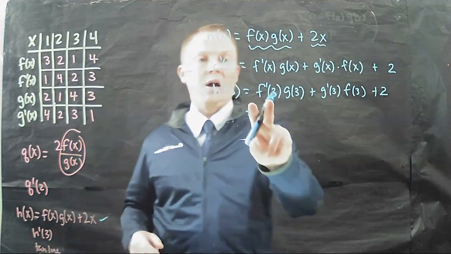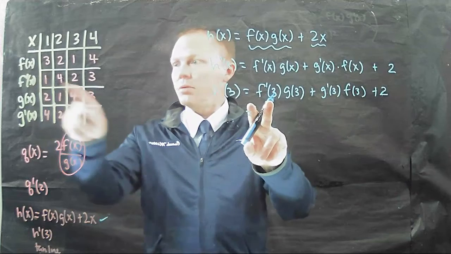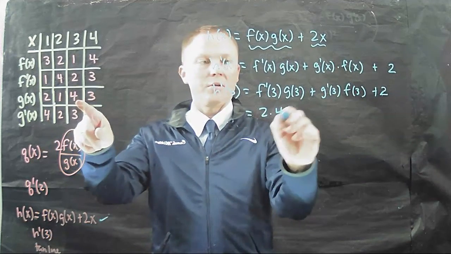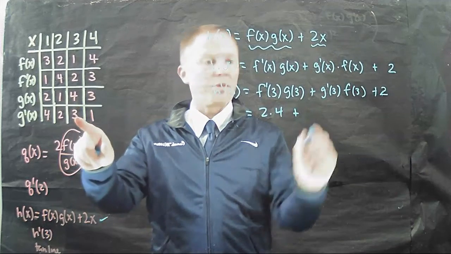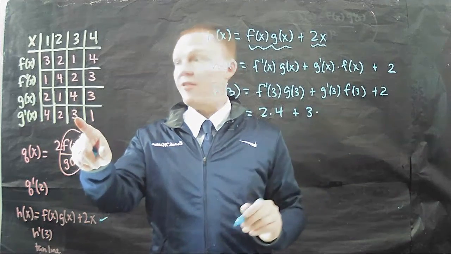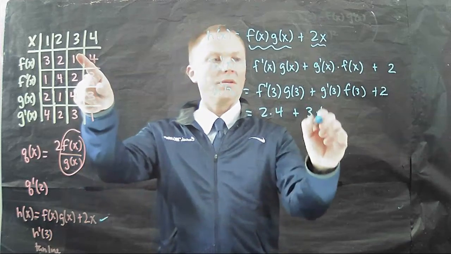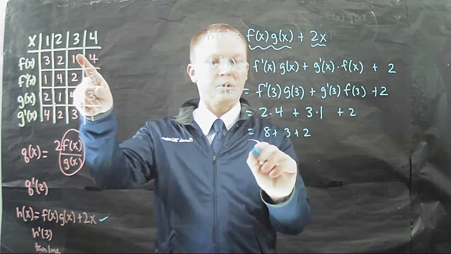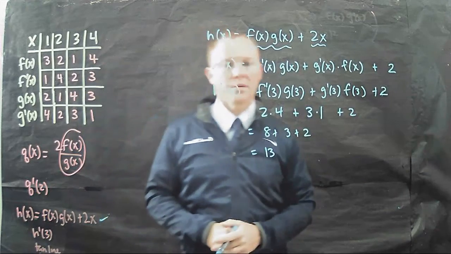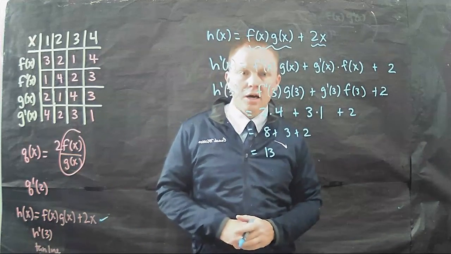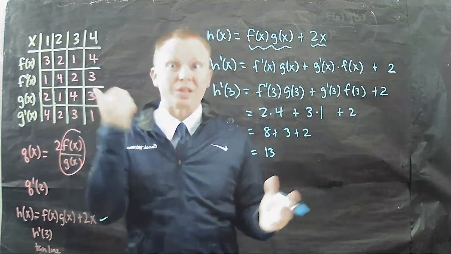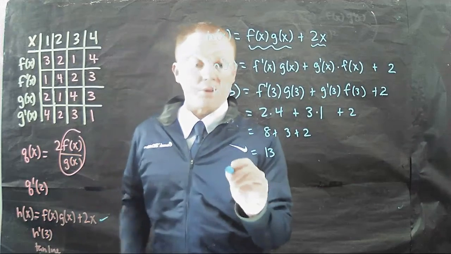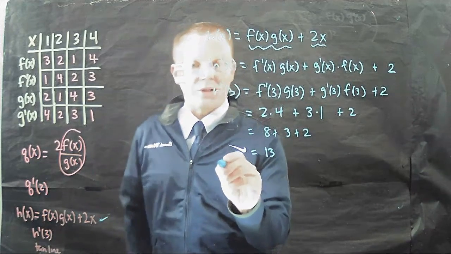Okay? So f prime of 3, that's 2. G of 3 is 4. G prime of 3 is 3. And f of 3 is 1. So this is 8 plus 3 plus 2, which is 13. Okay? That's h prime of 3. So that's the slope of the tangent. Now we need to get the actual point of tangency. What are the coordinates of that point?